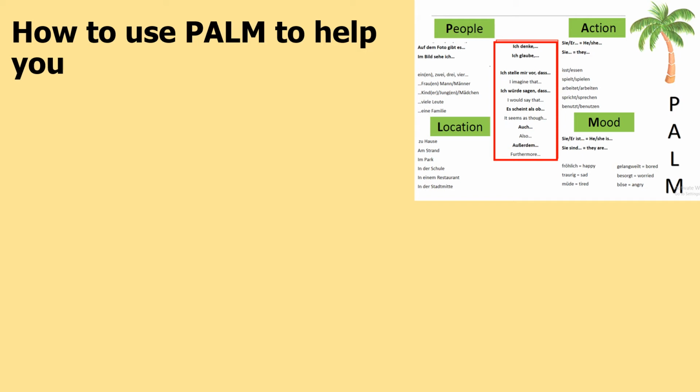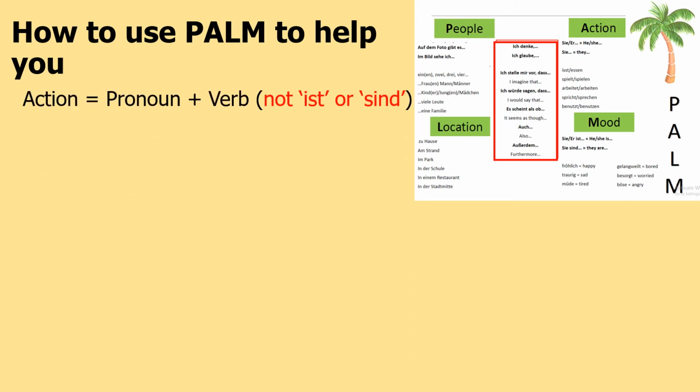Okay, so we're going to talk through now how to use PALM to help you with this. So you've used PALM in your last work pack and you will be using it for the next 2 years quite extensively because this is what we use to help you describe a picture. So you know that it stands for people, action, location and mood. And I'm going to kind of split them up a little bit. So the important bit is that we need to pay attention to the present tense in this action part.